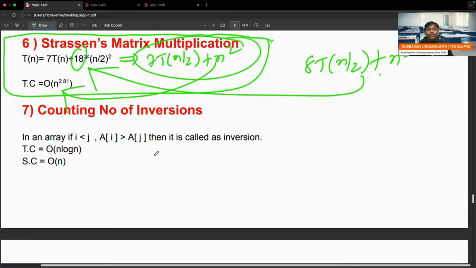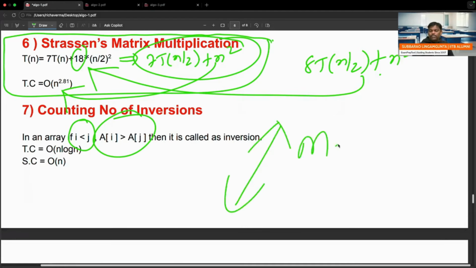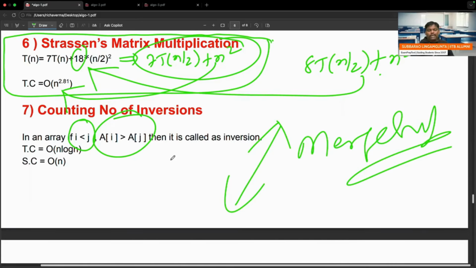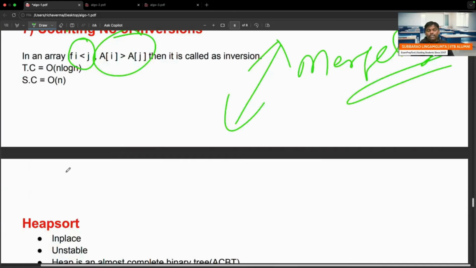Next one, counting the number of inversions. Remember, what is an inversion? In the array, if you take two elements whose positions are in order but values are greater than, that is called an inversion. This problem can be solved exactly like merge sort. Using merge sort, you can solve it. Time complexity n log n, space complexity n.